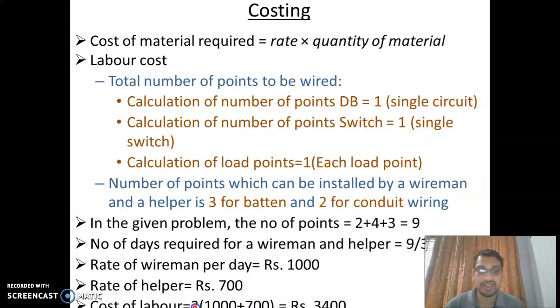You calculate 3 into 1000 plus 700. 3 is the number of days, 1000 is the rate for the wireman in a single day, and 700 is the rate of the helper in a single day. So 3 into 1000 plus 700. Okay, thank you.